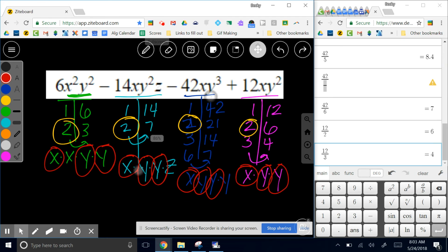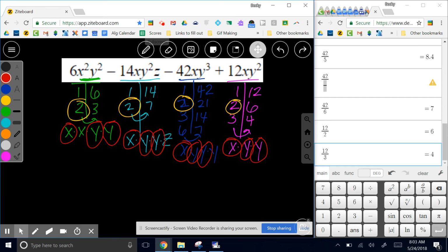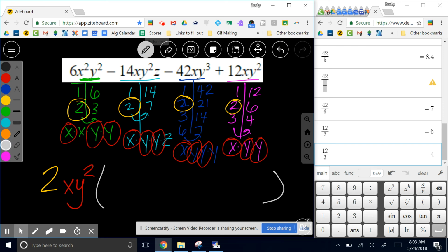Now we're going to write out our GCF in the front. So we have 2, and then our x, y squared. And now I'm going to put everything else in parentheses, and I'm going to write what's left. On this first one, what we have left is the 3 and an x that we didn't use. Next, I'm going to keep my sign for the 14, so I had a minus. I have a 7 left and a z left, so I've got 7z.